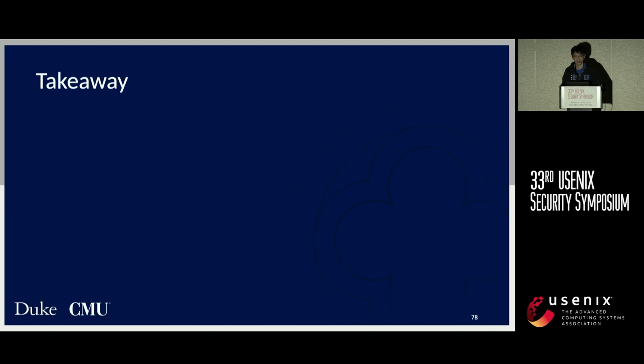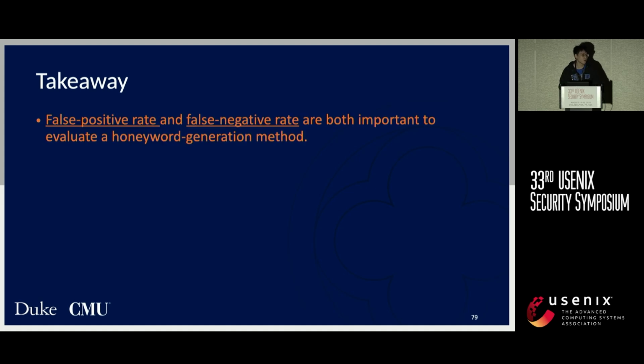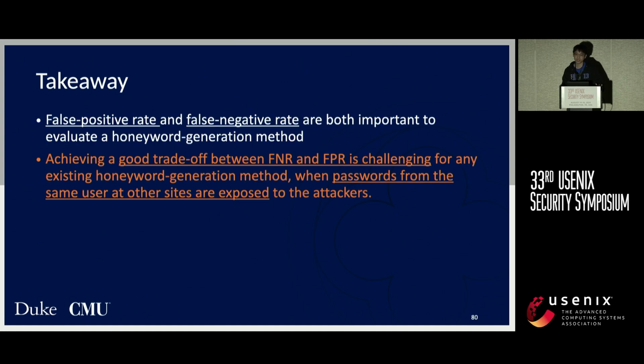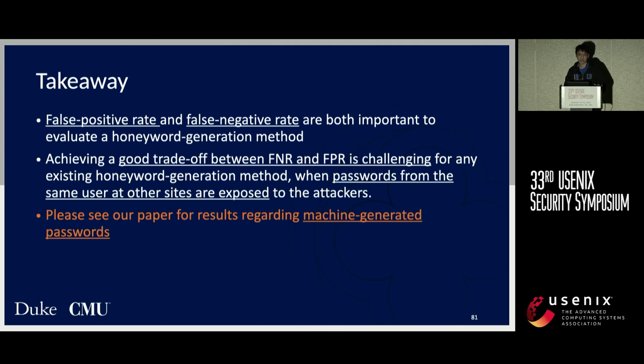So here's the takeaway. First, false positive rate and false negative rate are both important to evaluate a good Honeyword generation algorithm. However, it's very challenging to achieve a good balance between them, especially when we consider a threat model where the false negative attacker can know some passwords from the same user at other sites. And of course, we have some results and analysis for the machine-generated case, and please feel free to check our paper for them.